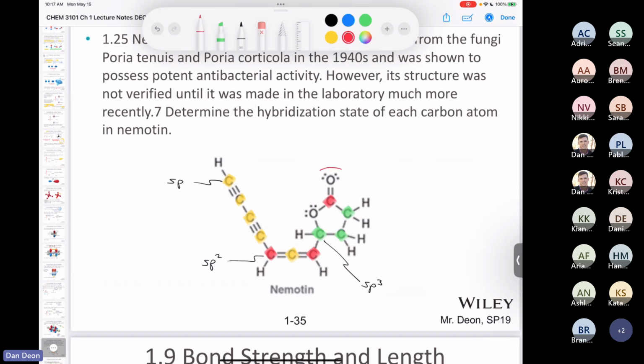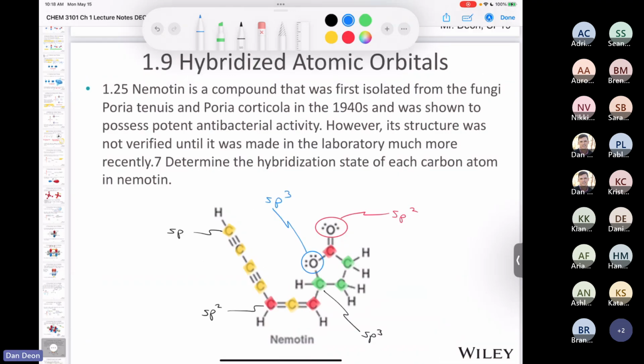Could we do this oxygen in the red circle? What's the hybridization of this oxygen? And it's not a trick or anything. It's sp2. Yeah, sp2. Let's try one more. What about this oxygen here in the blue circle? What would its hybridization be? Yes, sp3. Good. I think we covered everything in there because the hydrogens aren't hybridized. So, wow, we really knocked everything out of the park on that one.